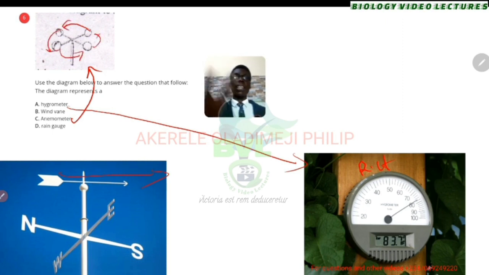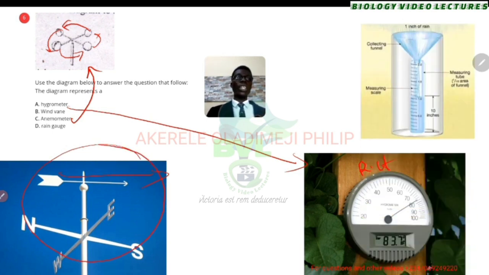That turns like that, that turns. The faster it turns talks about how fast wind is blowing, while this wind vane just talks about the direction of the wind, it doesn't talk about the speed. Then the last one is rain gauge.